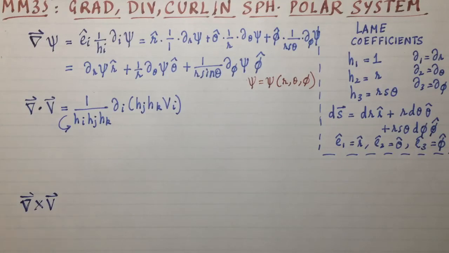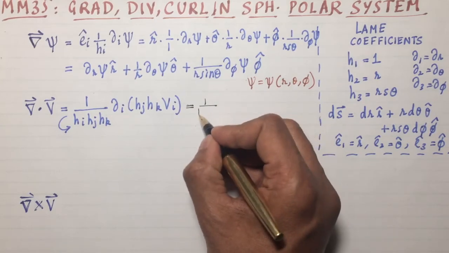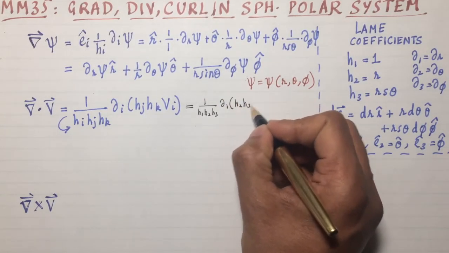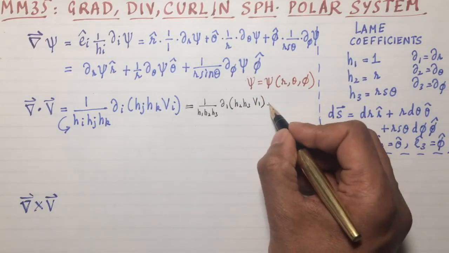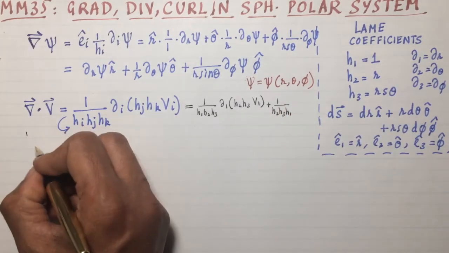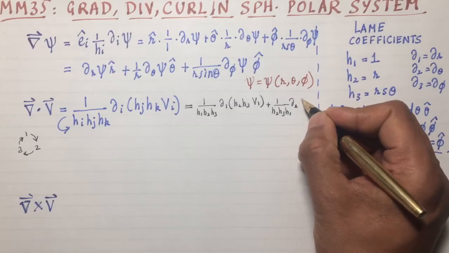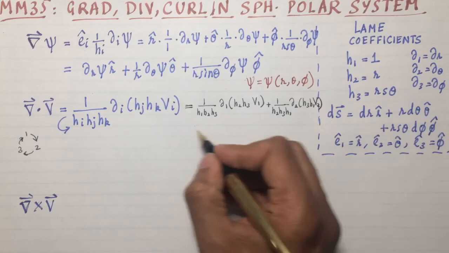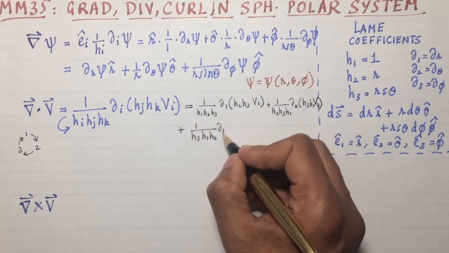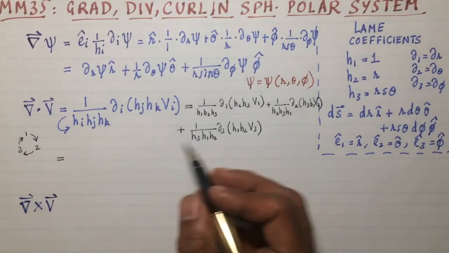Observe how the cyclic sum is evaluated. First, I'll write 1 over h_1 h_2 h_3. So i is 1, which means this is going to be del_1 of h_2 h_3 v_1. The second term is going to be 1 over cyclic, right? So it's going to be h_2 h_3 h_1. If you like, you can make a 1, 2, 3 clock to guide you. And then you have the same pattern. It's going to be del_2 of h_3 h_1 v_2. And the last term is going to be 1 over 3, 1, 2, del_3 of h_1 h_2 v_3. Done.